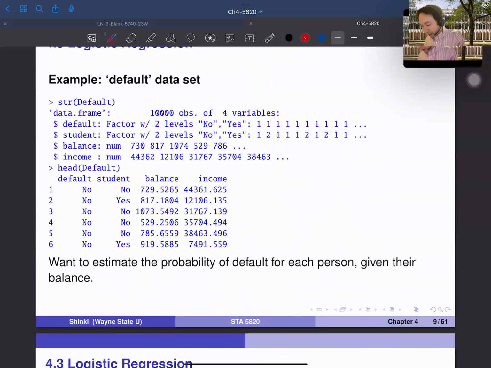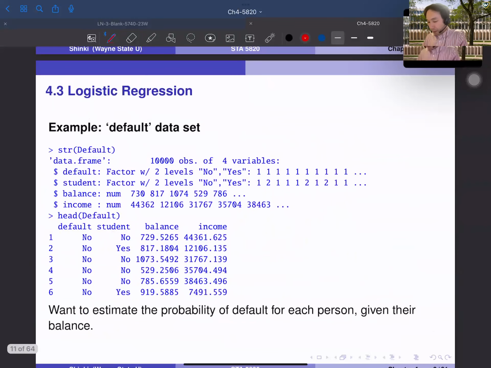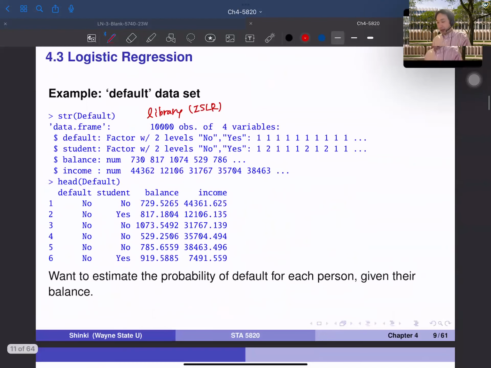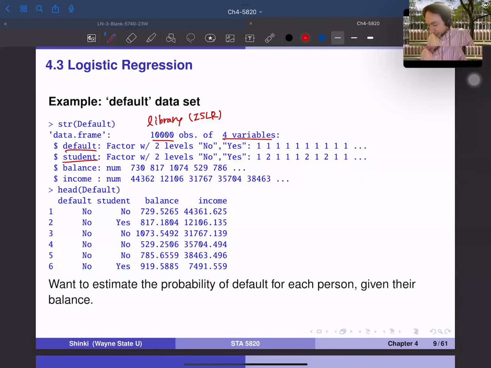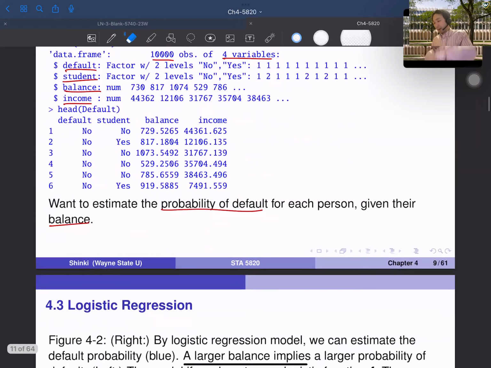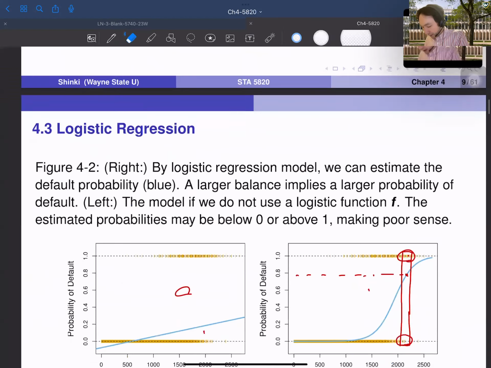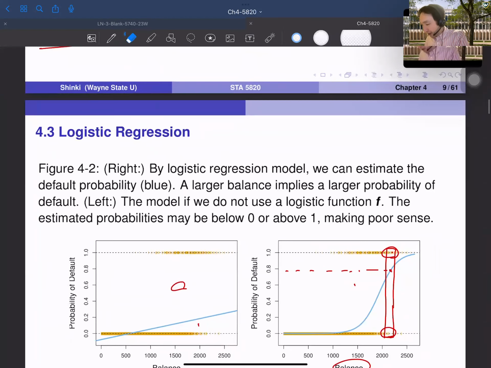Now let's think about a data example. The Default data set is in the library ISLR. Maybe I should set a seed to make it reproducible. It has 10,000 observations and 4 variables: default status, whether or not the person is a student, balance, and income. We want to estimate the probability of default for each person given their balance. Balance is the most important factor here based on descriptive statistics. The student data, we haven't looked at yet.